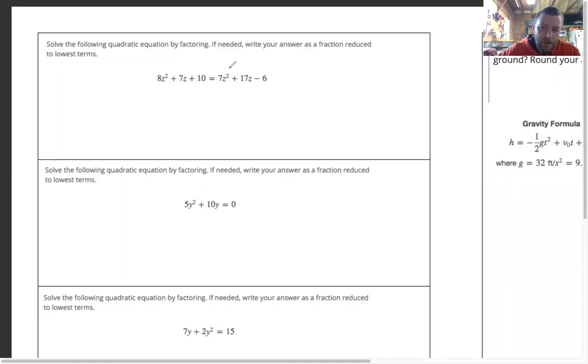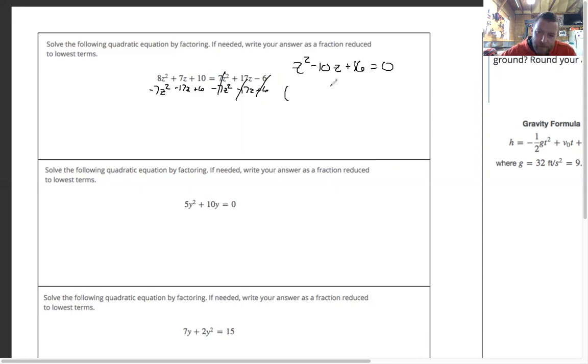So again, you need it all equal to 0. So all this stuff on the right has to be on the left. Okay, so minus 7z squared. And again, you have to line it up, minus 17z, add 6. So all those cross off. So I'm left with 0 on the right. 8z squared minus 7z squared is just z squared. 7z minus 17z is minus 10z. And 10 and 6 is 16, is equal to 0. Has to equal 0 on the right.